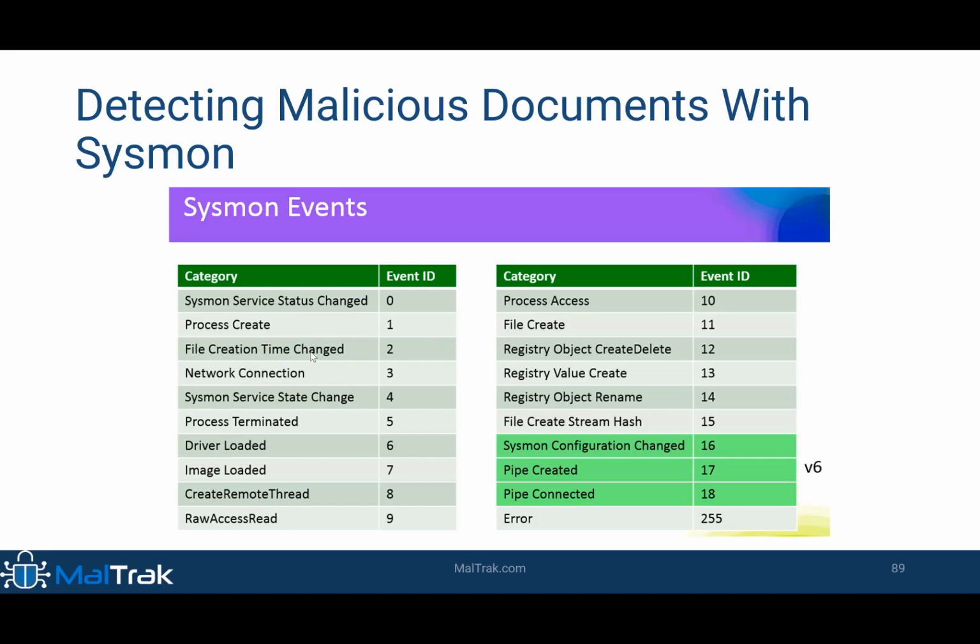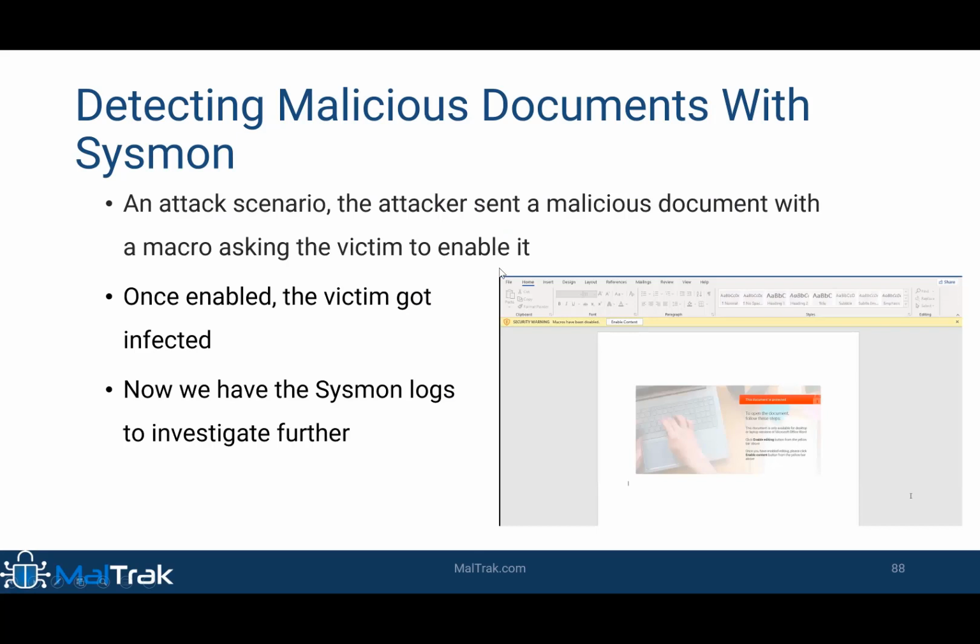Also, rather than the file creation time changed, we can check the file create itself with event 11, and this is basically the type of events. And if you are threat hunting, let's say this has actually not happened. This is the hypothesis you have in your hunting, not a real thing that had happened. You have a hypothesis: the attacker sent a malicious document with a macro and asked the victim to enable it, and actually they enabled the macro and something happened.